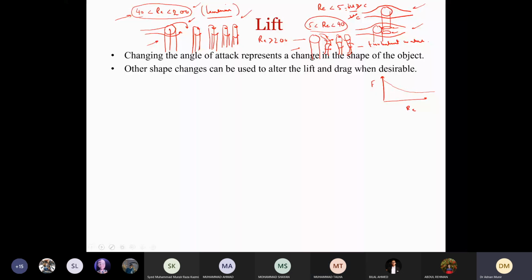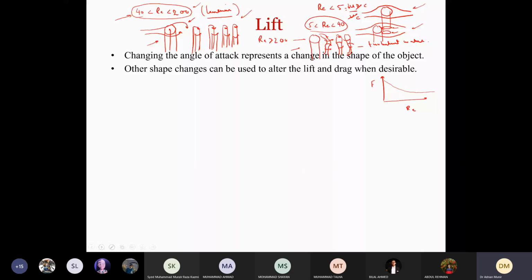Okay, so now changing the angle of attack represents the change in the shape of the object. That makes sense. When we change the angle of attack, we are changing the symmetry of flow also. So that is equivalent to saying that we are changing the shape of the object. Other shape changes can be used to alter the lift and drag when desirable.